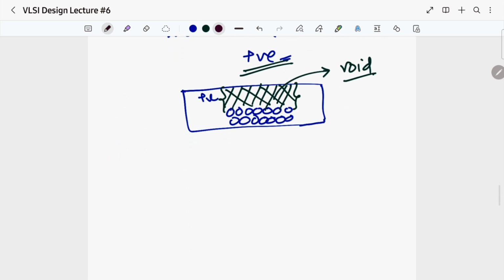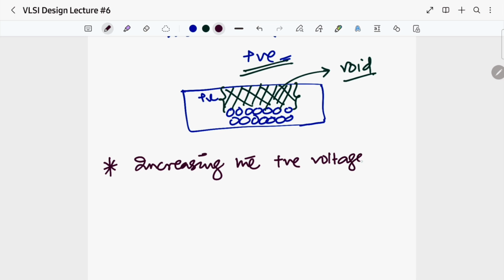Okay, now third point, let's see if I increase this positive voltage, then what will happen? Increasing the positive voltage at gate, what will happen? Let's see.